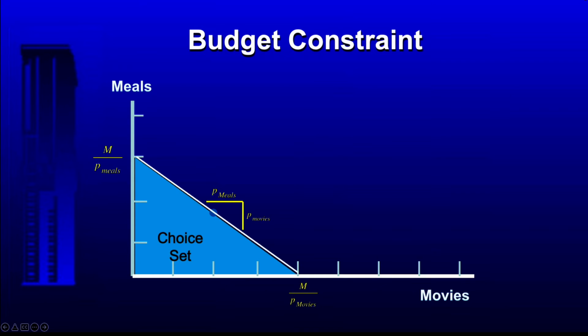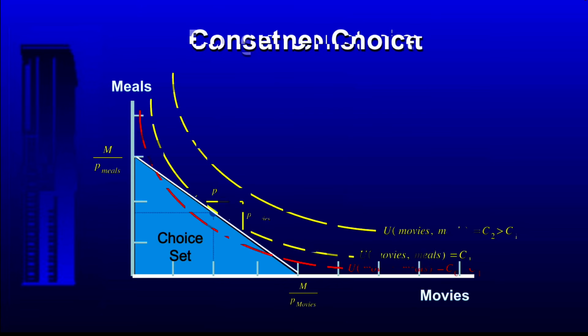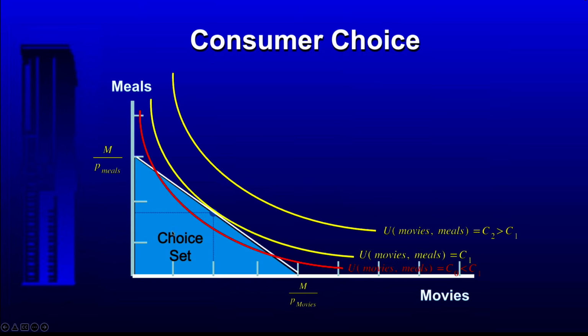Okay, so when we put the two together, we're going to see that what the consumer is going to want to do is choose whichever bundle in this choice set is going to give him the greatest amount of value. And that's going to be the highest utility curve, or the highest indifference curve, that this budget constraint hits. And that's going to be right here.